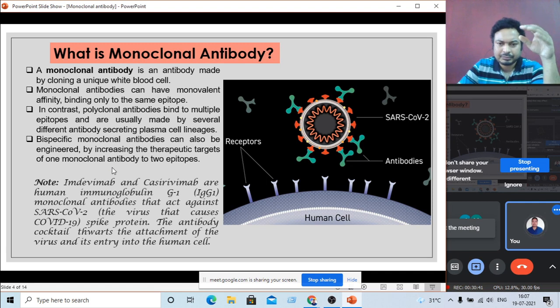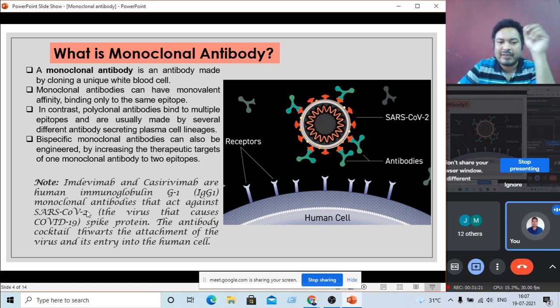Also, when persons are already infected with the virus and do not go for the vaccination process, in this condition they can use these two types of antibodies, called monoclonal antibodies: imdevimab and casirivimab. They can be derived from the immunoglobulin G, IgG form. And these two antibodies are specific for the spike protein of the SARS-CoV-2 virus.